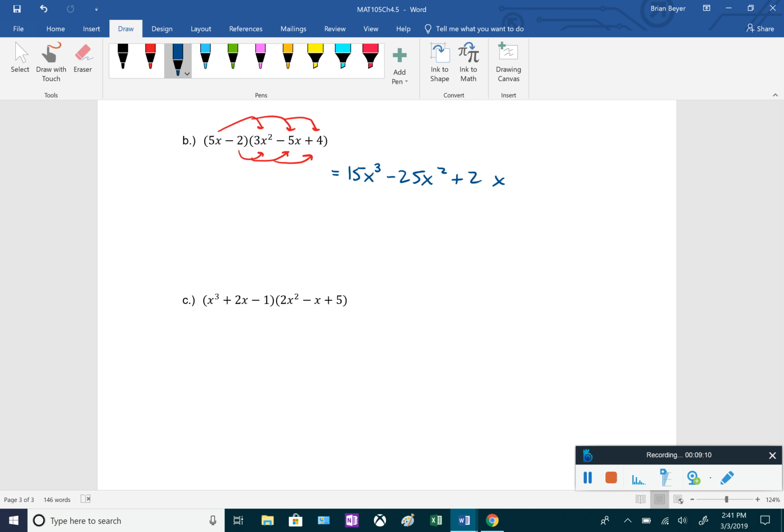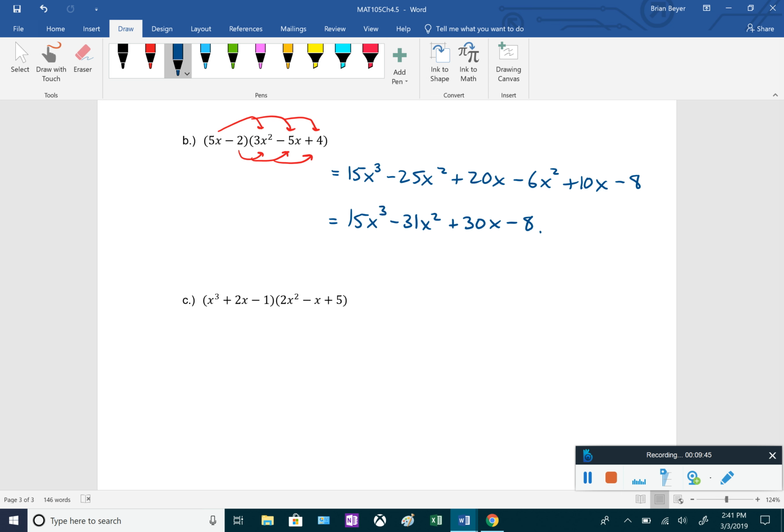So that's it for multiplying the 5x. Now we have to multiply the negative 2. So negative 2 times 3x squared is negative 6x squared. Negative 2 times negative 5x, that's going to be plus 10x. Last one, negative 2 times 4 is minus 8. Combine like terms, we have 15x cubed. Negative 25x squared minus 6x squared is negative 31x squared. 20x plus 10x is 30x. And then minus 8.